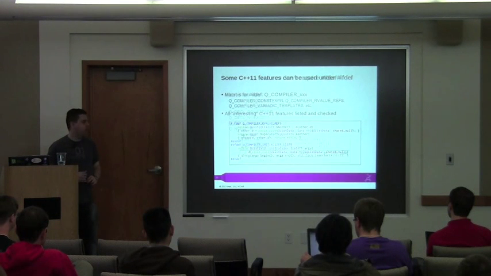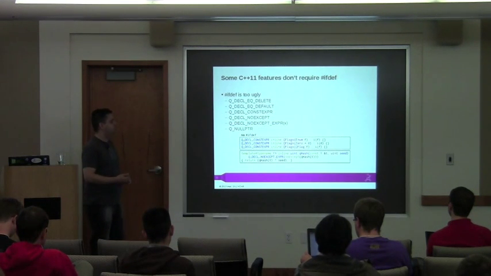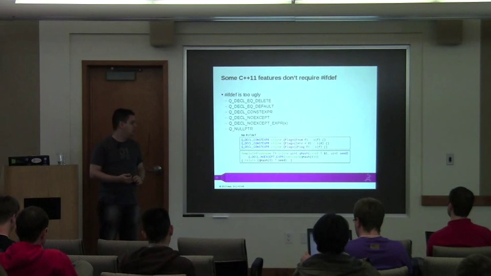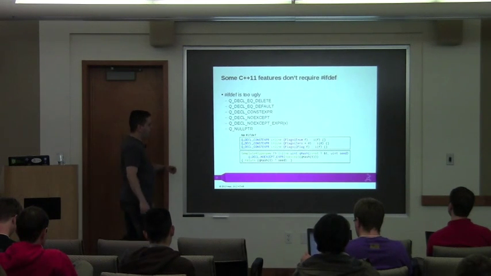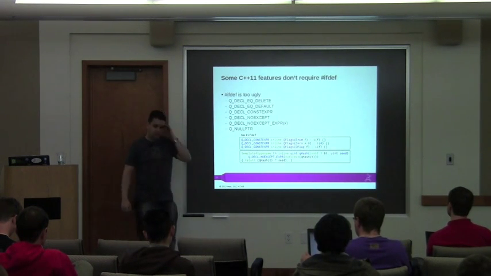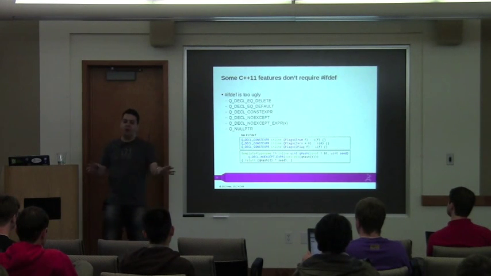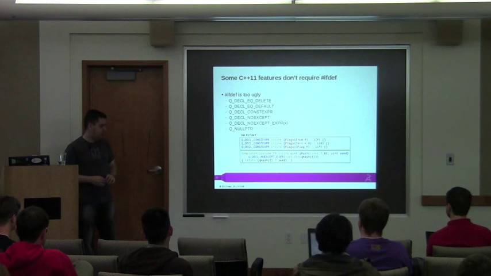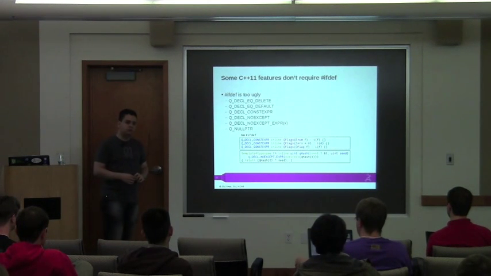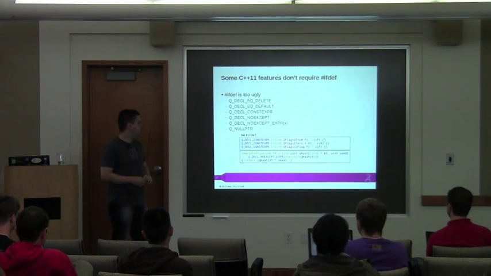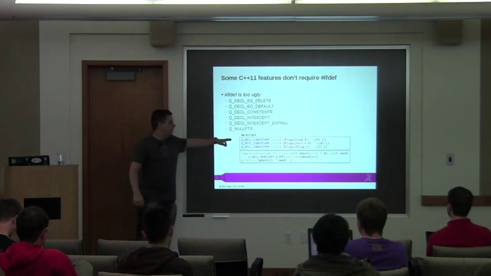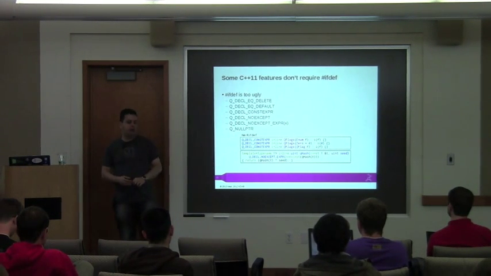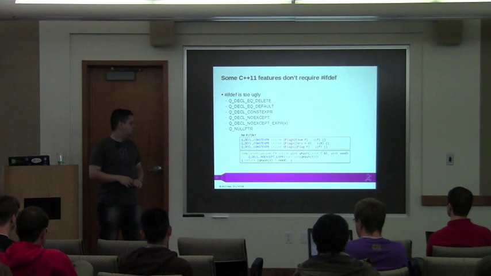Some features do not require ifdef because it's too ugly. It would be just too much. So what we've done is that we have macros for things that we want everywhere without an ifdef and just enables as necessary without changing ABI. So for example, all constexpr we're using, we have a macro for it. Similar with the noexcept.